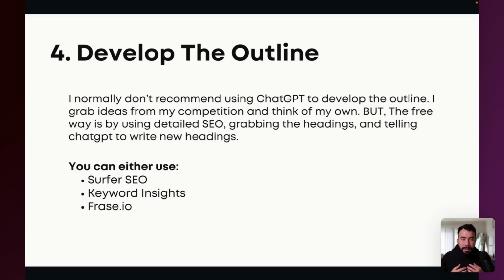So in order to start this process, you want to have a content optimization tool. This is going to be Surfer SEO. You can use Phrase or Keyword Insights. These are my top 3 favorite content optimization tools, and this is how I write all my articles. So let's go ahead and jump into Surfer SEO and start developing an outline and start writing from there. And I'm going to choose a random keyword that we can go after.